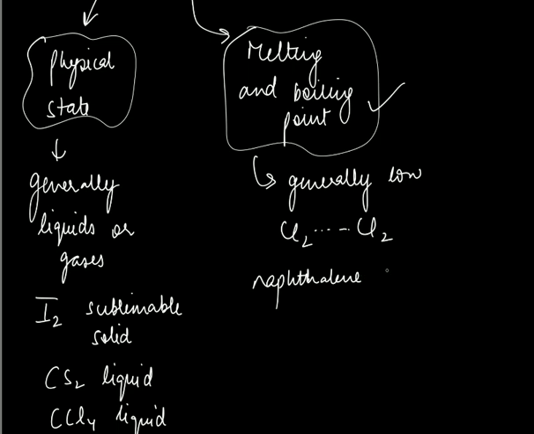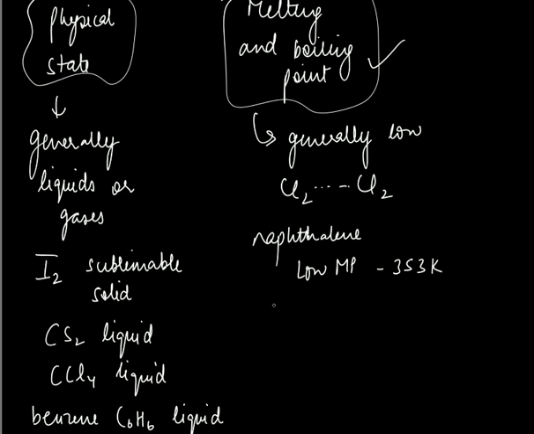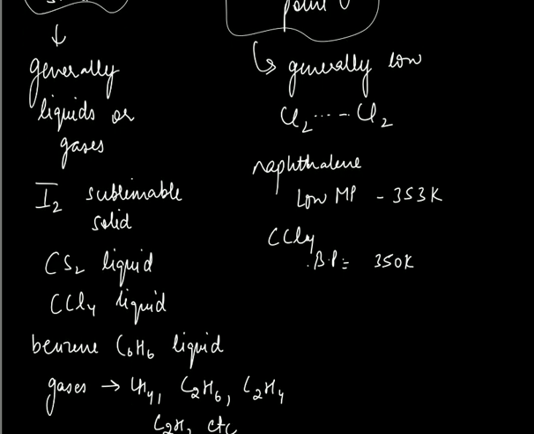We can take one example of naphthalene balls. Naphthalene balls have a low melting point of somewhere around 353 Kelvin. And carbon tetrachloride also has a low boiling point of somewhere around 350 Kelvin. So we do have exceptions like diamond and graphite. These are covalent solids and they have high melting and boiling point. So that exception you can write.